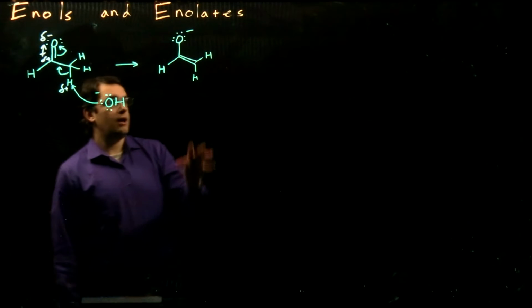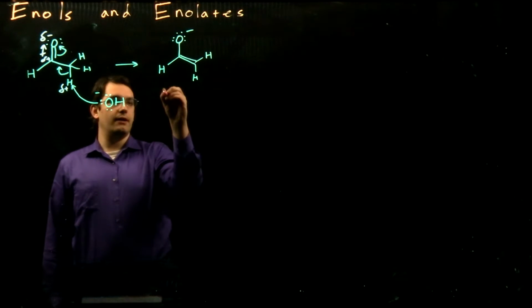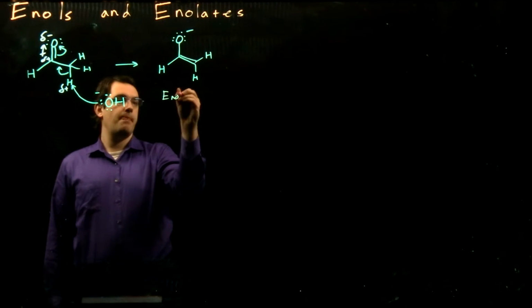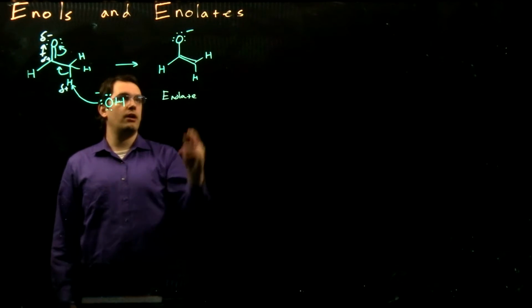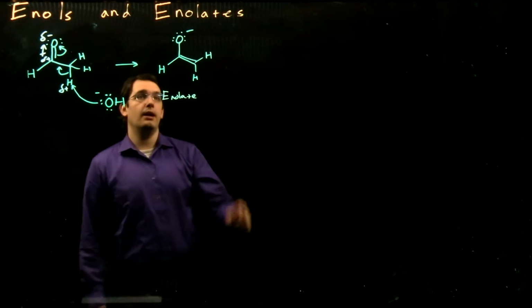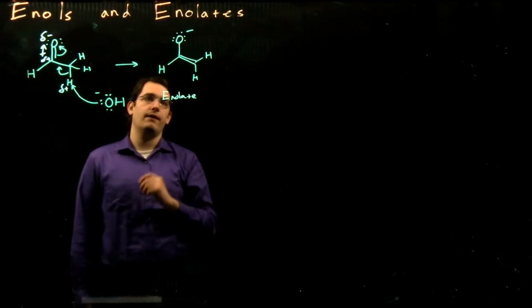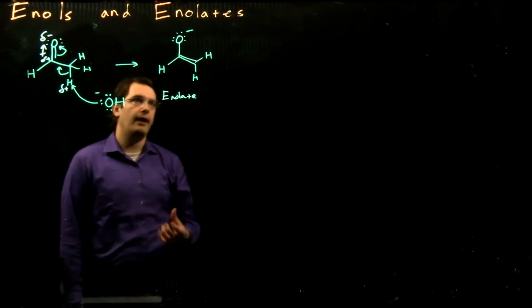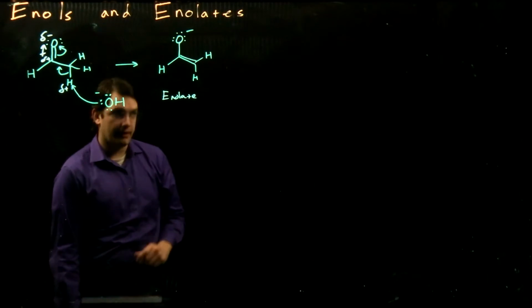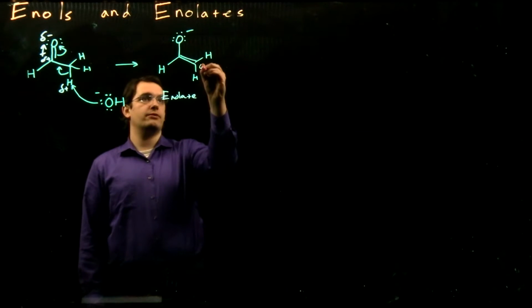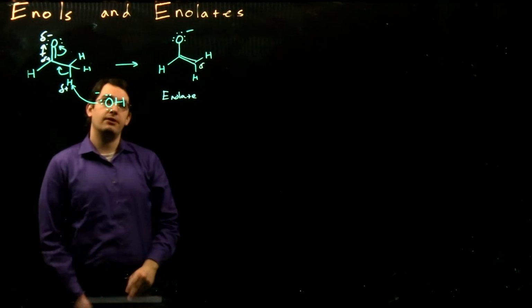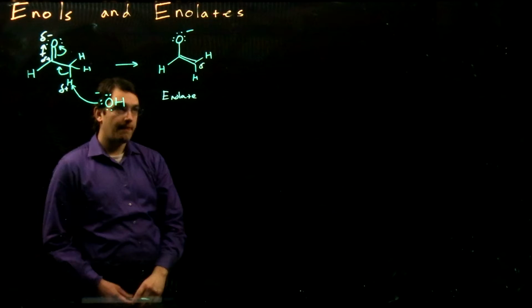This right here, our resulting product, is our enolate. So we now have a negative charge here. We have our double bond of our carbon, right? That's indicating the increased electron density around that alpha carbon right here. Again, alpha just refers to the carbon next to our carbonyl carbon.